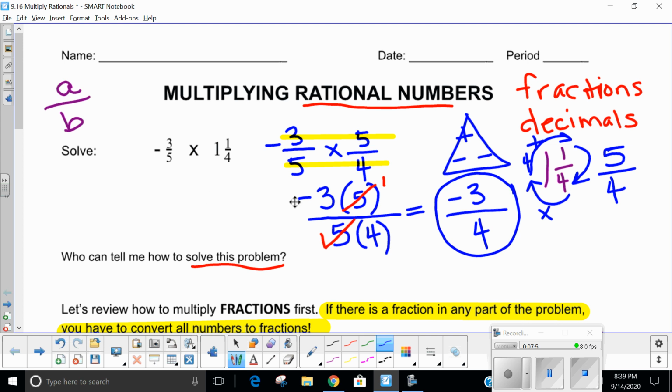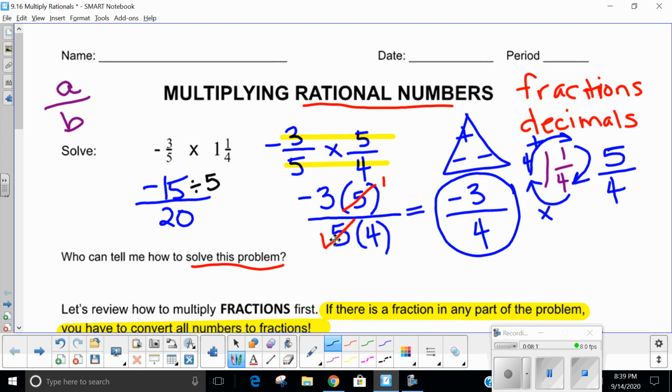Now, you could do it the other way. You could do negative 3 times 5, and that's going to give you negative 15, and then you're going to say 5 times 4, which is 20. And because these both end in 0 or 5, we know we can divide by 5, and we end up doing the same thing. That's exactly what we did when we did this.